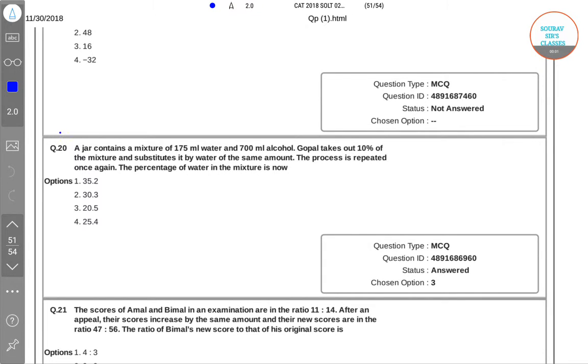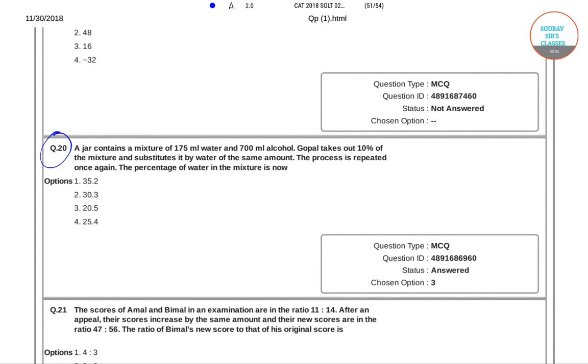Hello students, today we will be solving question number 20. In this question, it has been said that a jar contains 175 ml of water and 70 ml of alcohol. Gopal takes out 10% of the mixture and substitutes it with water of the same amount. The process is repeated once again. In that case, we need to find out the percentage of water in the mixture.